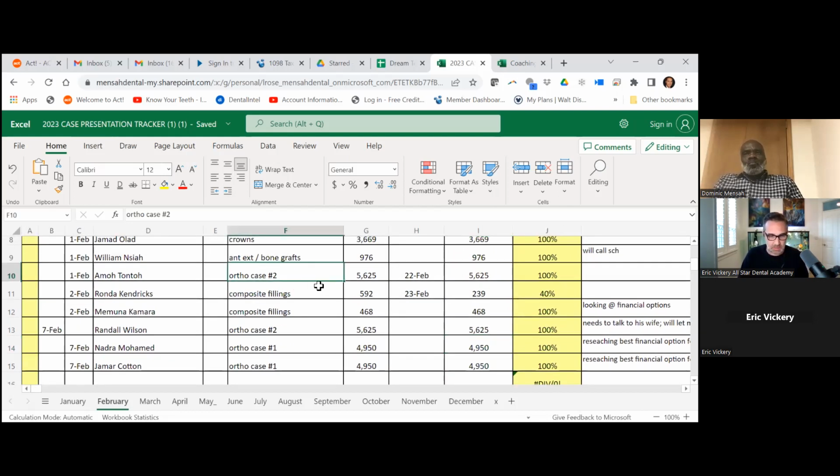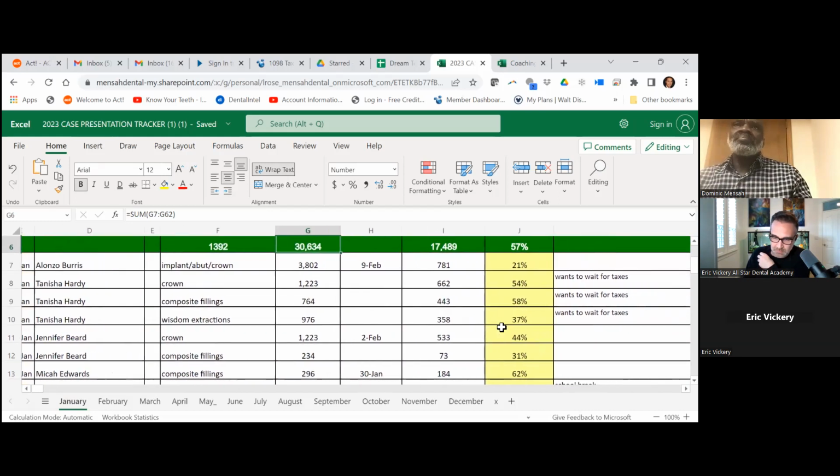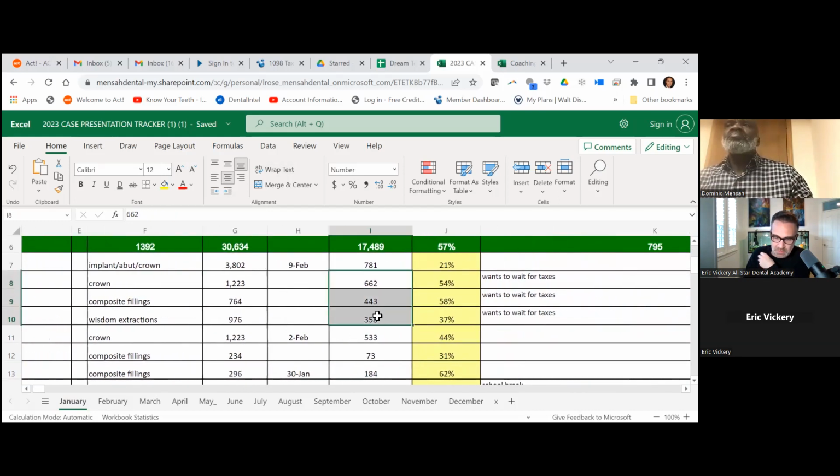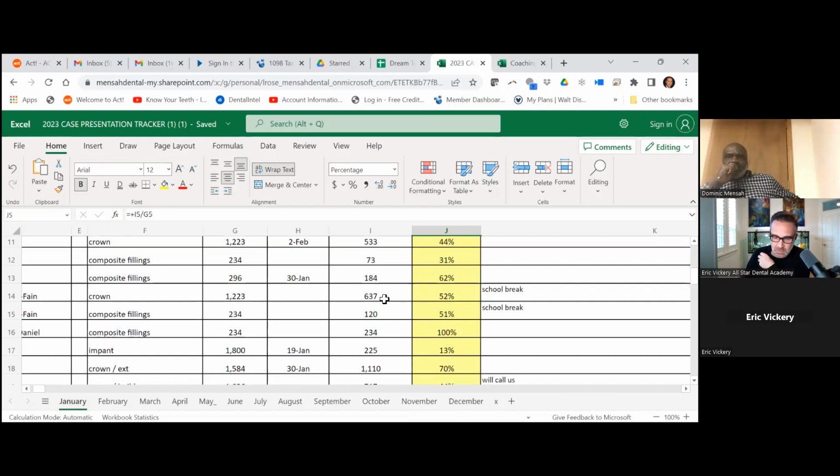This looks great. So January looks really, really rough from this perspective. Here's what I want you to hear me on. It doesn't look like these people said yes because there's no date there. Wants to wait for taxes. So let's say these are not filled out, right? All of a sudden our number of people starts dropping down. I'll show you what this means.